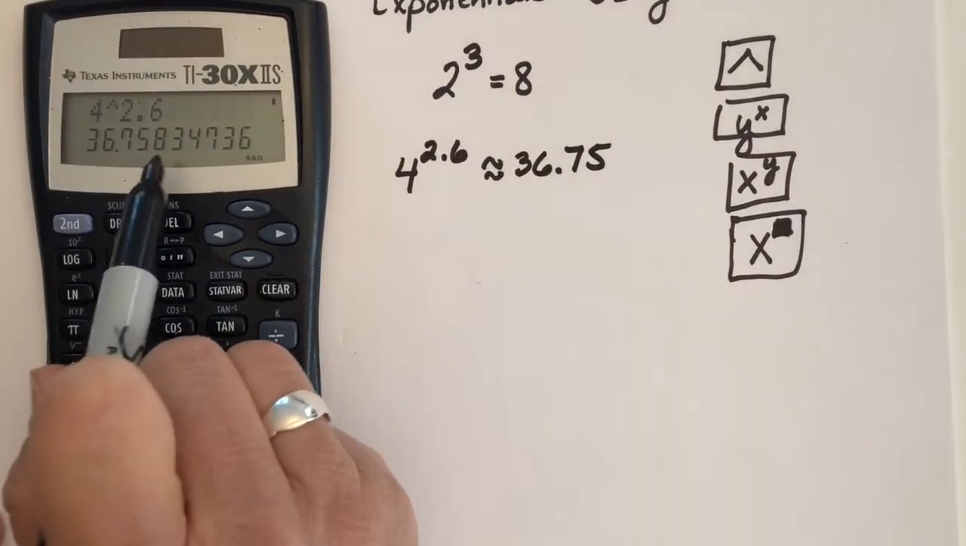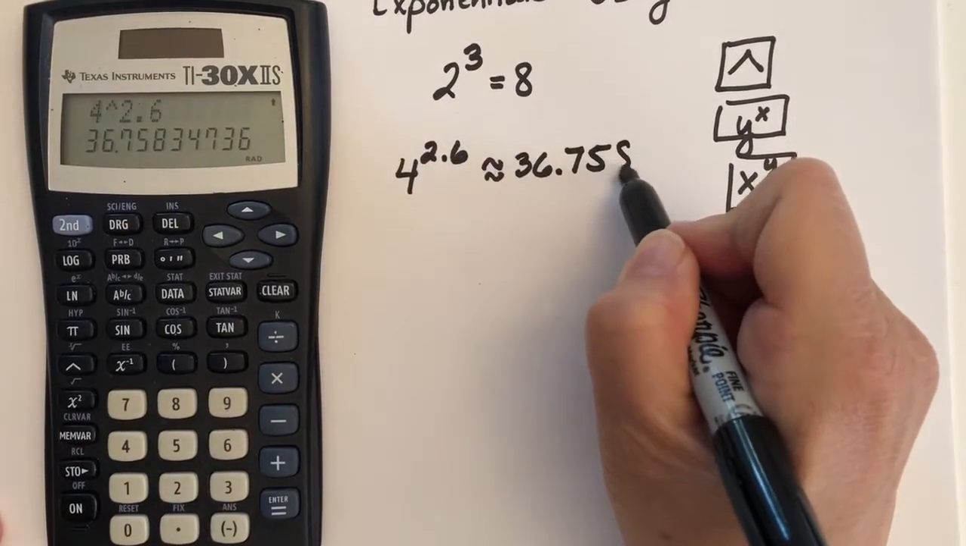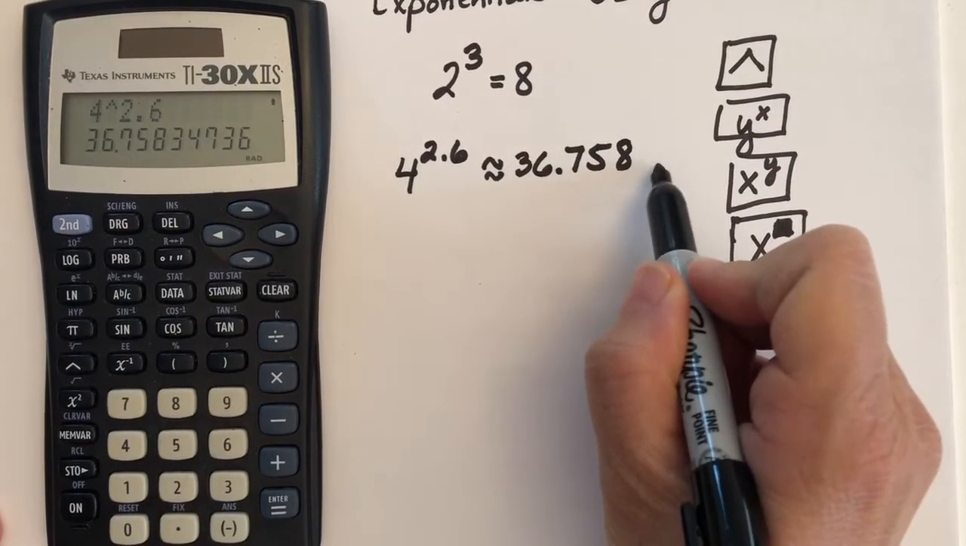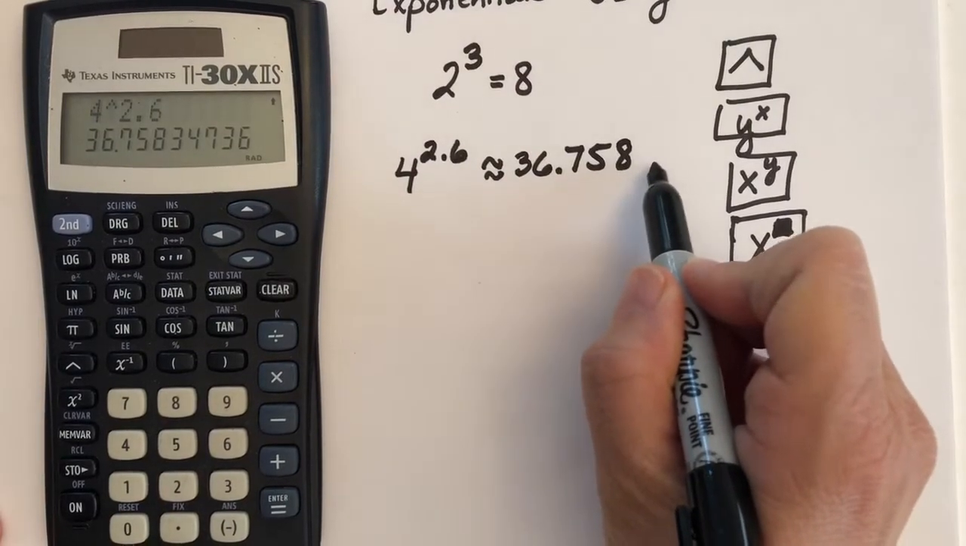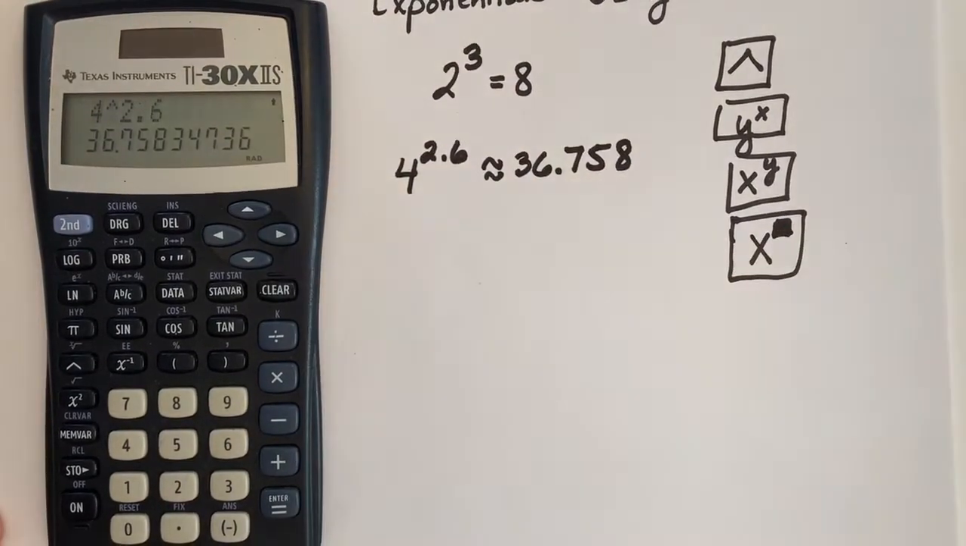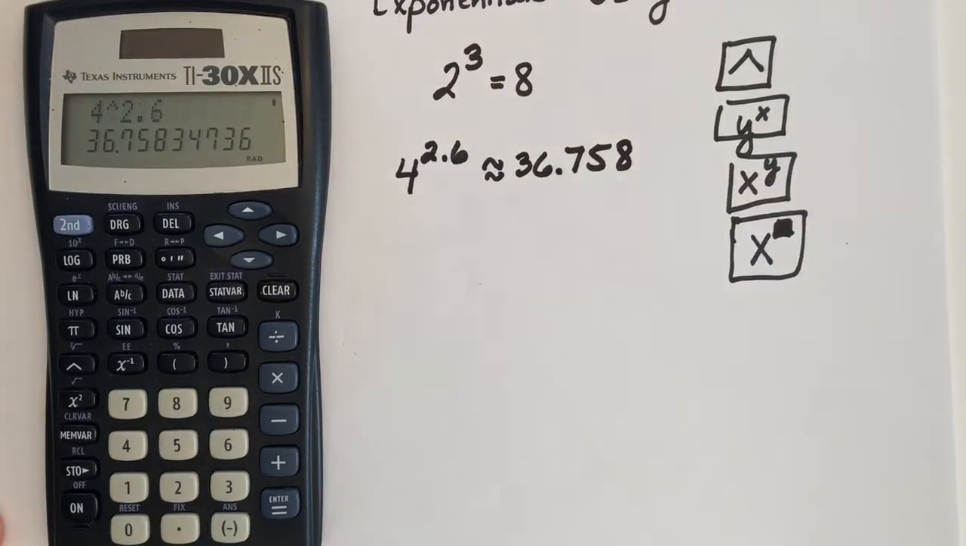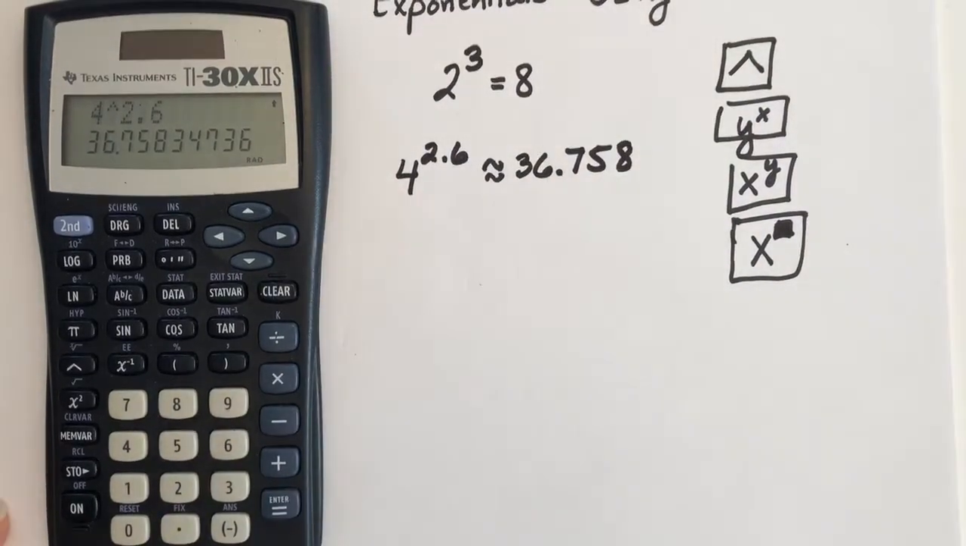36.758. Notice there's an 8-3, but I'm going to round. If this digit is smaller than 5, I'll just keep it at the value that it was. So 36.758 is my answer for this one.